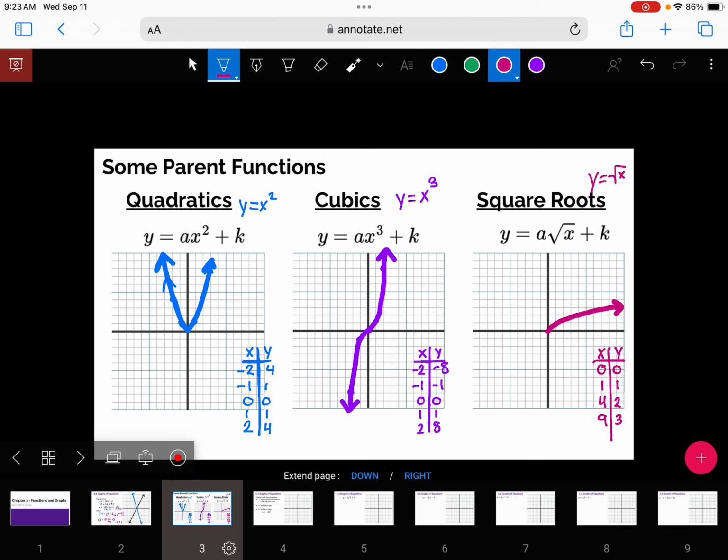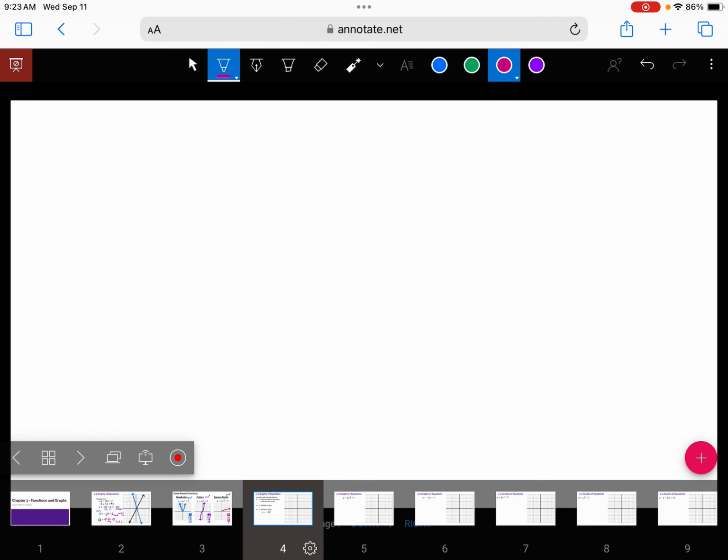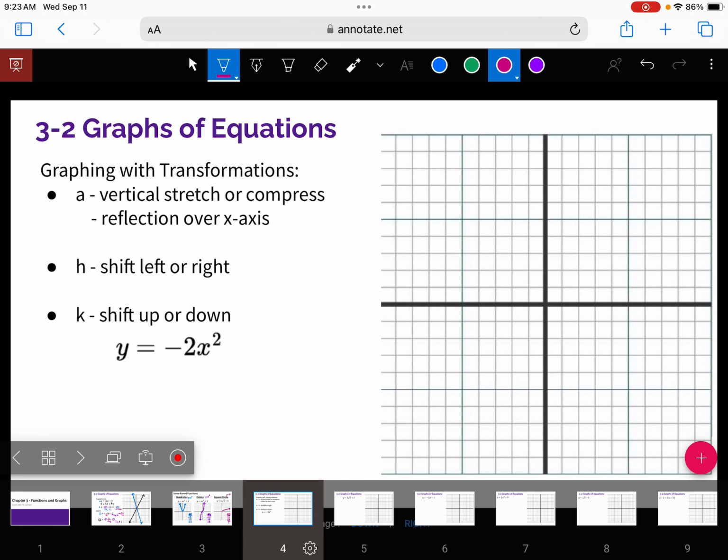Okay. We ready for me to change it? There we go. So we're going to remember what our transformations are. And in that kind of general form, we had A and K. I also put H up here to remind us what it does. But we didn't even have it in our formula, but we may have it in our transformations. I don't remember. So A does a vertical stretch or compress.